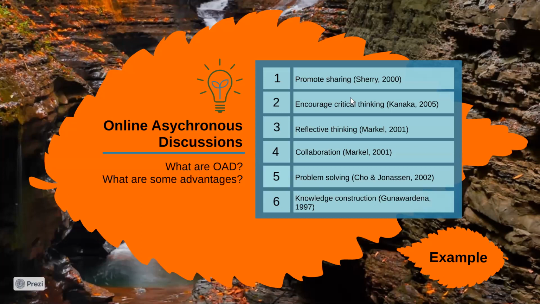basically is an online asynchronous discussion, and it means that there are forums in which participants can access and write posts at their convenience, at whatever time they wish to do so. For example, another online asynchronous forum is Reddit, which is quite popular.